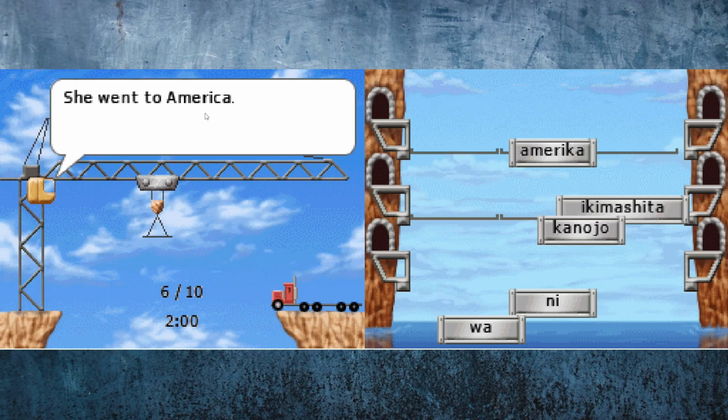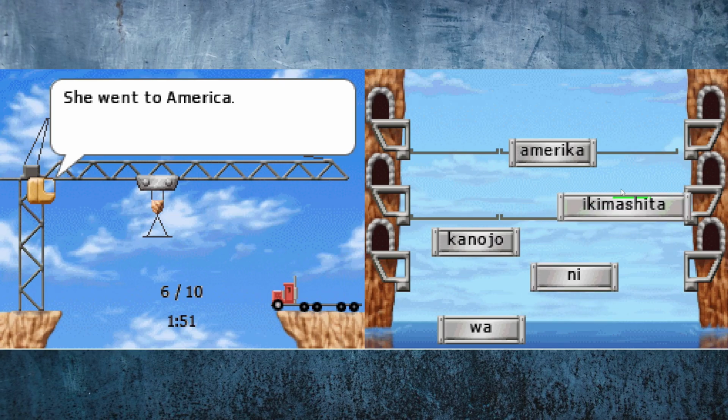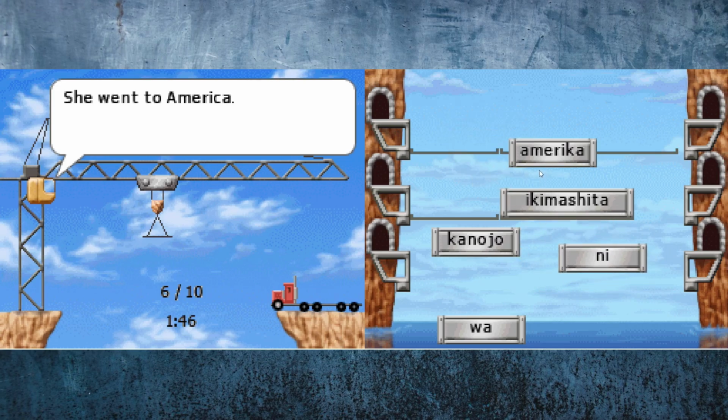She went to America. Kanojo wa America ni ikimashita. So the particle for place is always ni if it has the verb iku. So instead of de, it's ni.